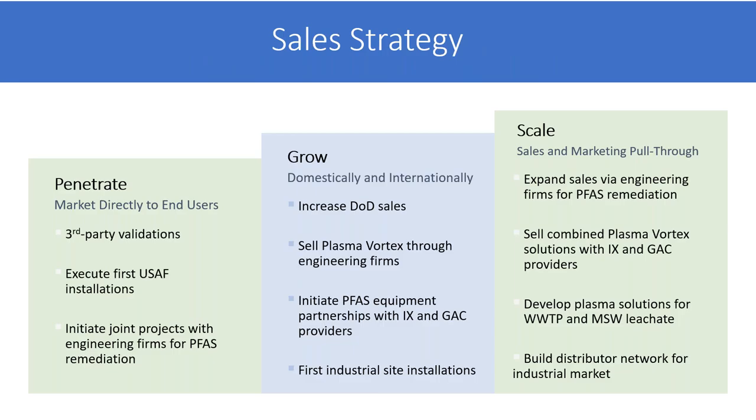Our strategy is to execute on these Air Force installations and then begin deeper collaborations with the environmental consulting firms, the engineering firms that remediate PFAS, then grow by seeking partnerships with key equipment companies. Granular activated carbon, GAC, as well as ion exchange are methods that can be connected and used synergistically with plasma vortex. And then moving into the industrial site installations, as well as our earlier market segments of pharma and chem wastewater and process water treatment. So this is our sales strategy, but it highlights our current emphasis in the DoD.